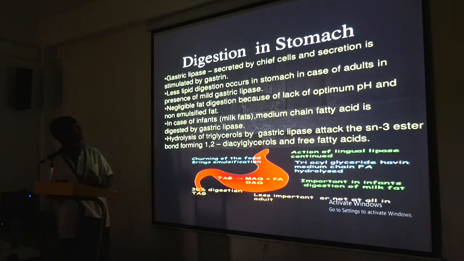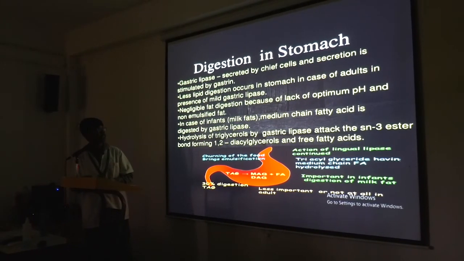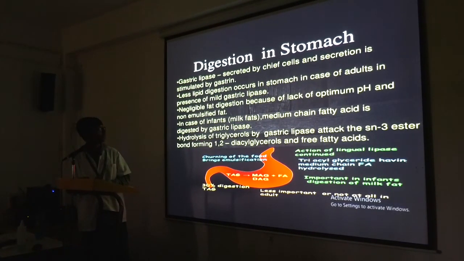Digestion in the stomach. The gastric lipase is secreted by the chief cells, and secretion stimulates gastrin. For that, HCl is produced. Less lipid digestion occurs in the stomach in the case of adults, in the presence of mild gastric lipase. As you can see, there is negligible fat digestion because of the lack of optimum pH and non-emulsified fat.